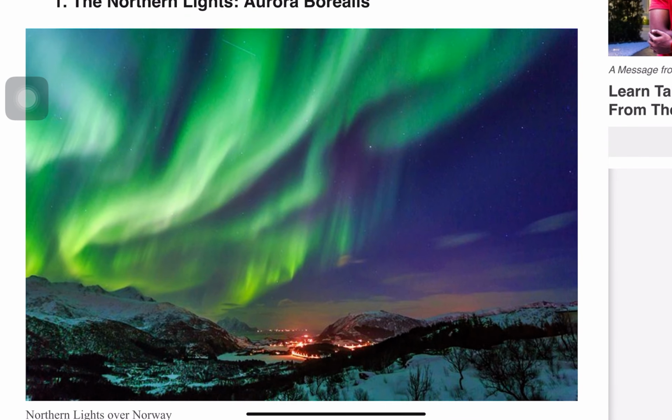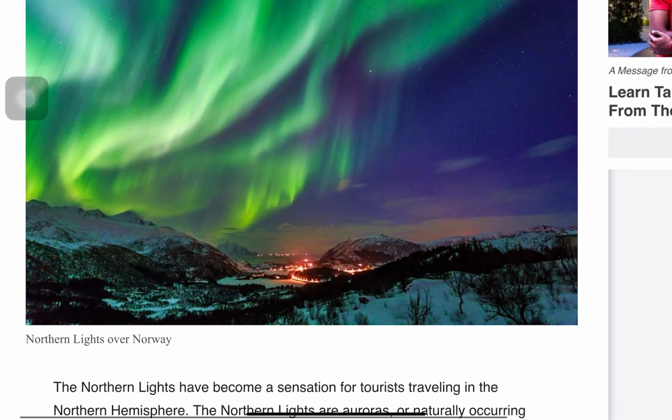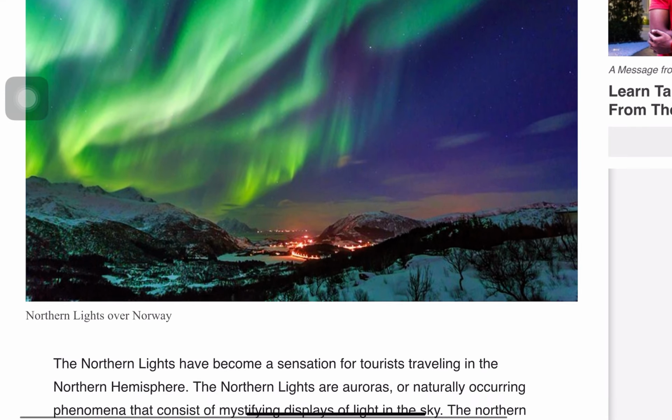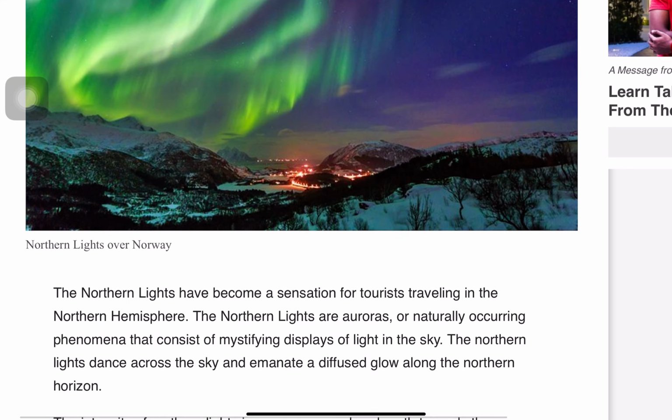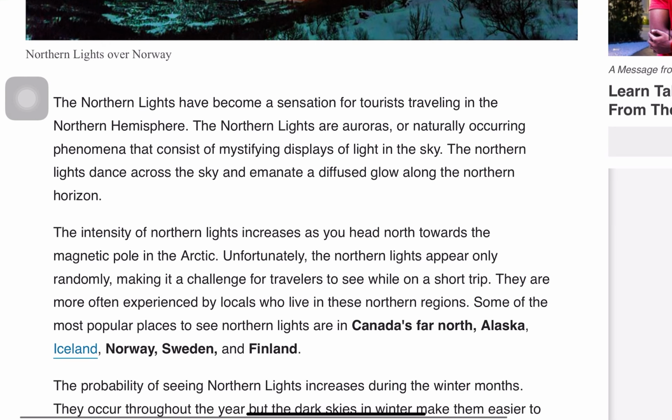The Northern Lights or Aurora Borealis. Nowadays there are many girls or babies named after Aurora. Now look at the sky, look at the picture, the lights are very beautiful. Here it is in Norway. So where can you find the other Aurora Borealis? Maybe you can go and visit Alaska, Iceland, Norway, Sweden, and Finland.